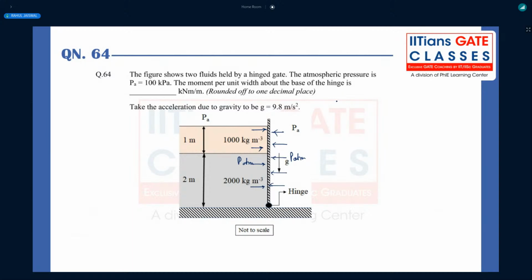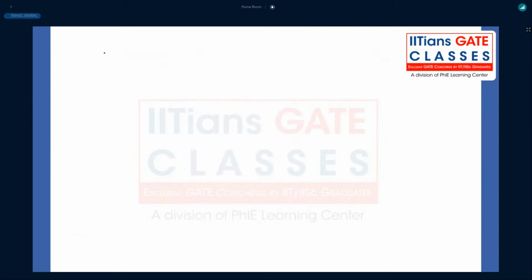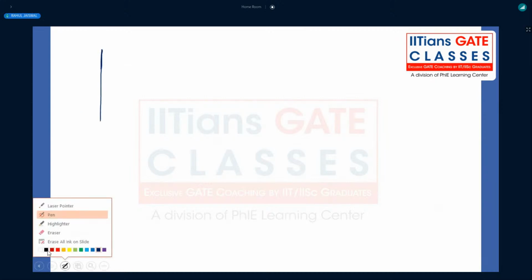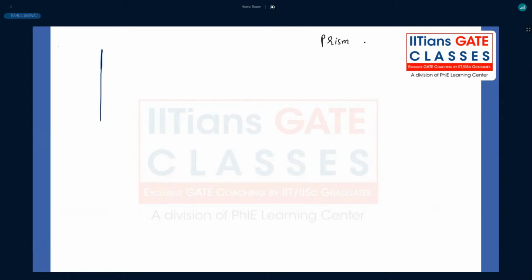Of course, we need to take the g value not as 9.81, but as 9.8 meter per second square, right? So here, first of all, we'll make the diagram. This is the plate. This question can be solved very easily by the prism method, right? I'm solving this particular problem by the prism method. In that, we will construct one prism, and with the help of the prism, we will calculate the total force, and then calculate where exactly this total force will be acting.